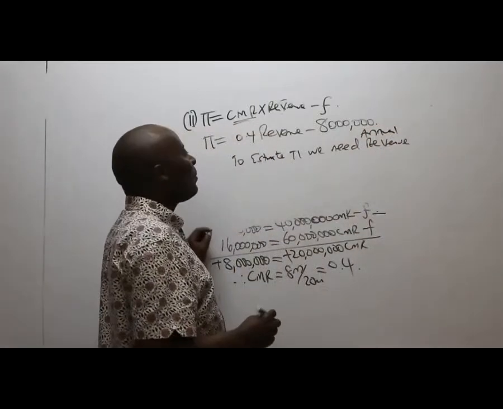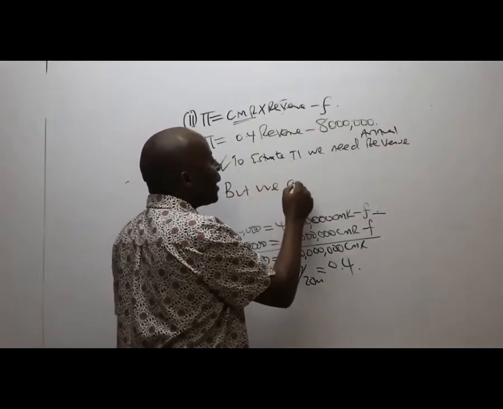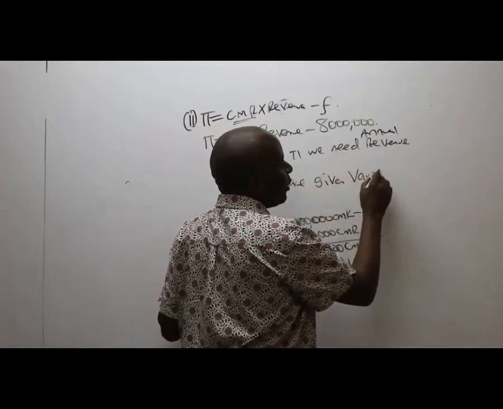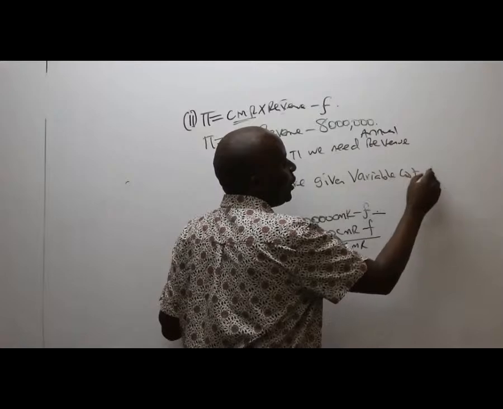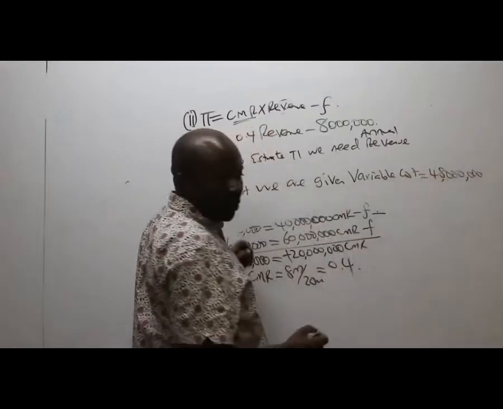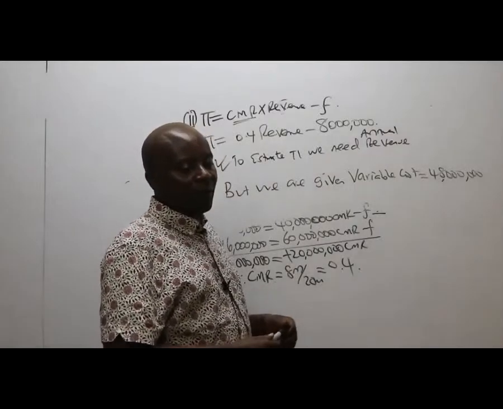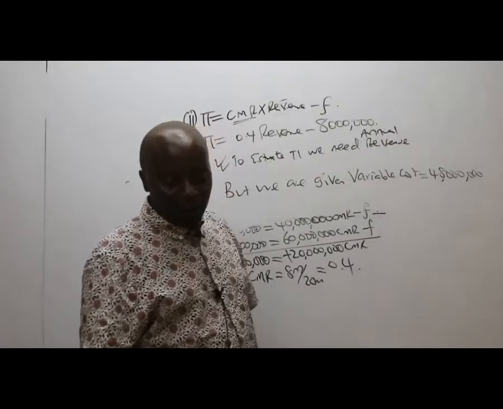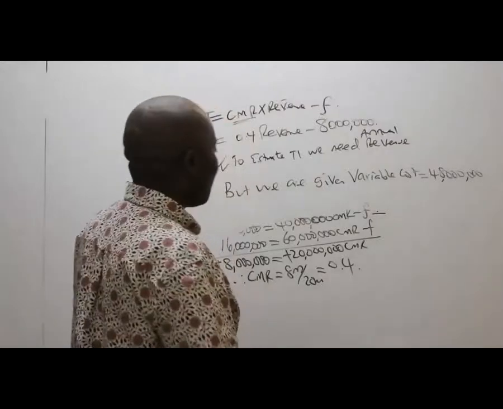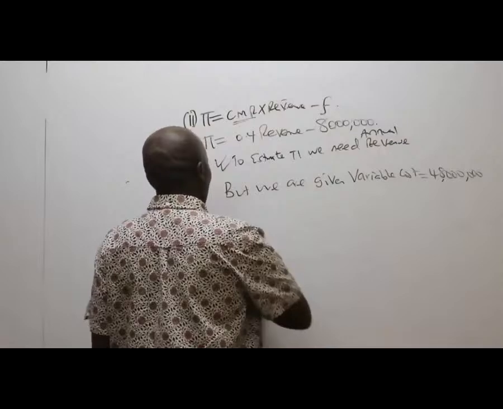But you see, the examiner has not given us revenue. We are given variable cost, which equals 48 million. They have given us a variable cost of 48 million.